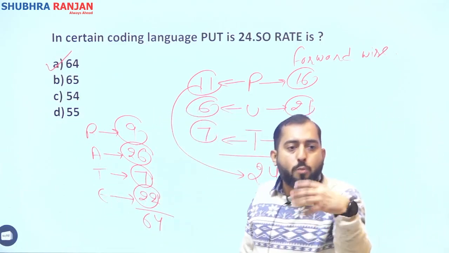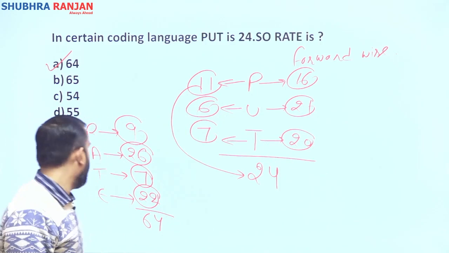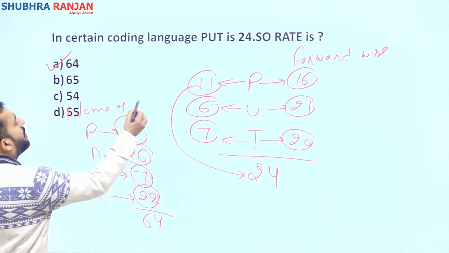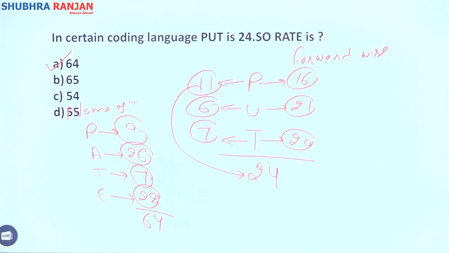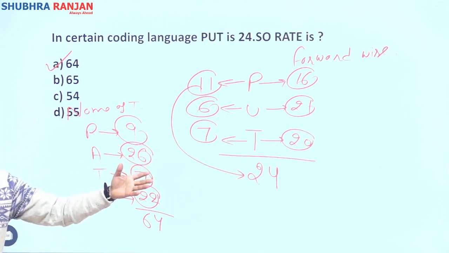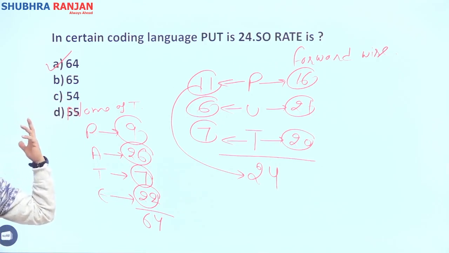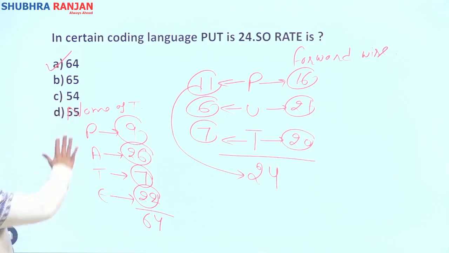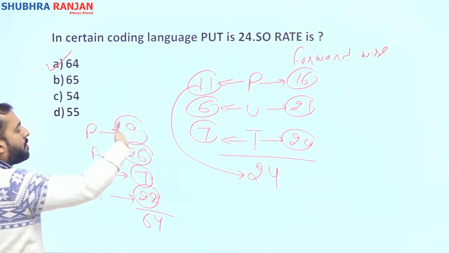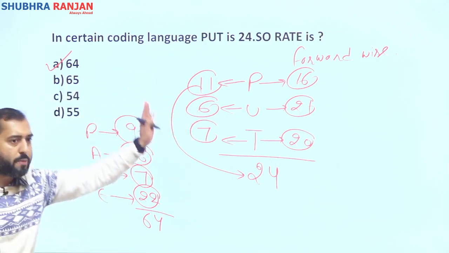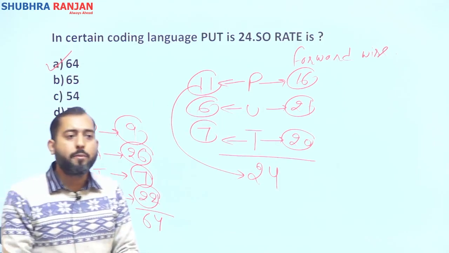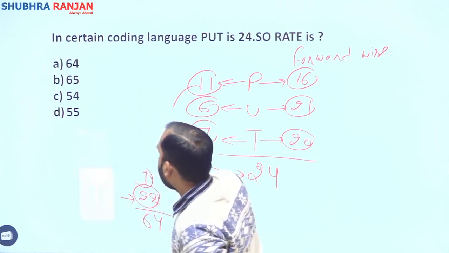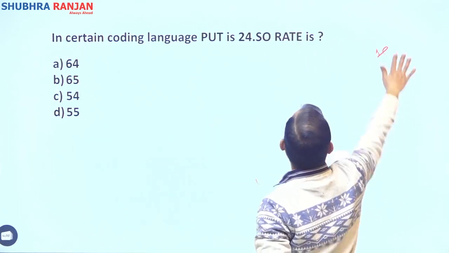If more than one pattern was possible, then the examiner would give you an option like none of these, or the data insufficient option. But over here, he hasn't given it, so it means this is the only pattern related to this particular problem. Is this clear to everyone? Any problem? Okay. Can I erase it? Okay. So, let's talk about the next problem.